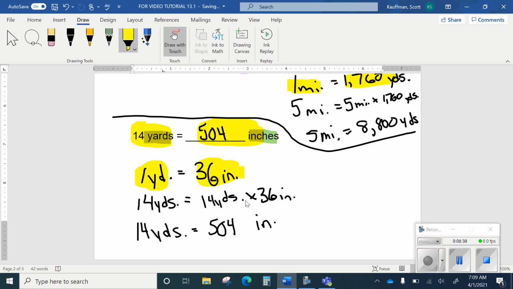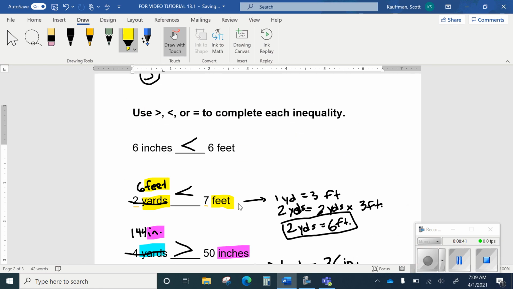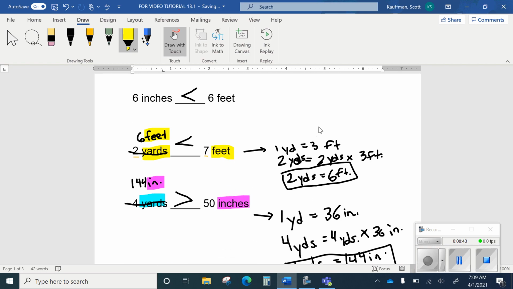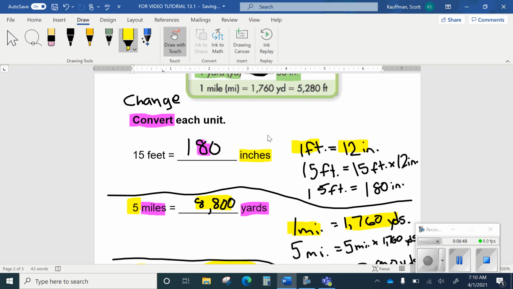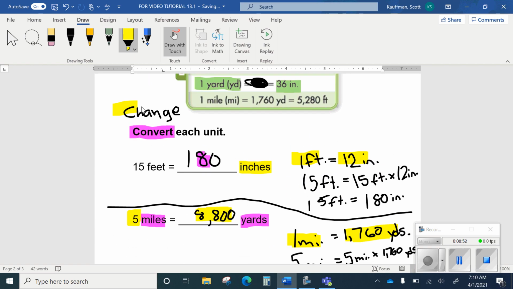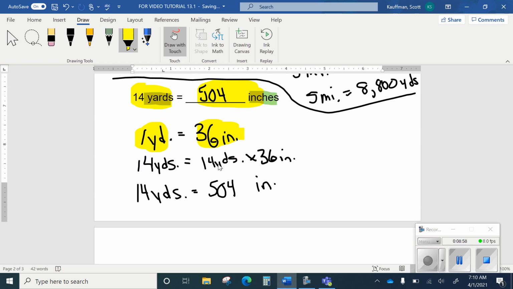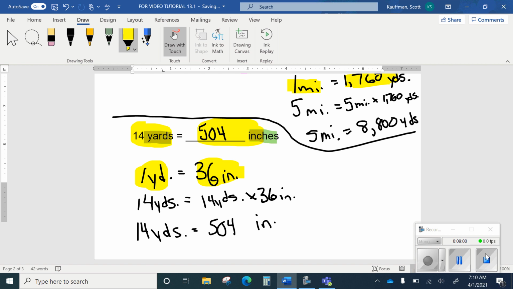All right, so in the first tutorial, I showed you how to write inequalities, determine if 2 measurements are equal to, less than, or greater than one another. And in this tutorial, we learned how to convert, or as we learned, change one measurement into another measurement with a different unit.